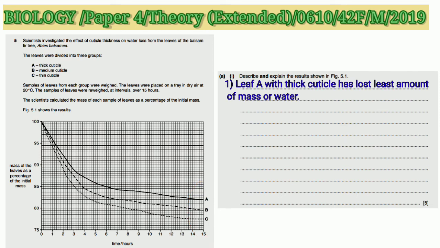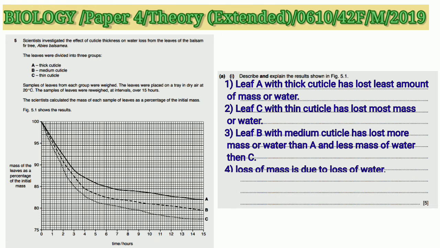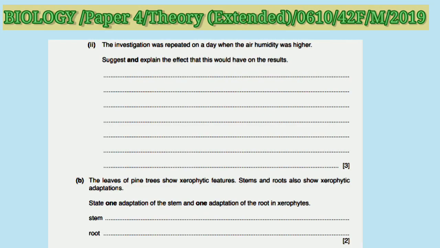Leaf A with thick cuticle has lost least amount of mass or water. Leaf C with thin cuticle has lost most mass of water. Leaf B with medium cuticle has lost more mass of water than A and less mass of water than C. Loss of mass is due to loss of water, and loss of water or mass is fastest initially and then it slows down. Next question.